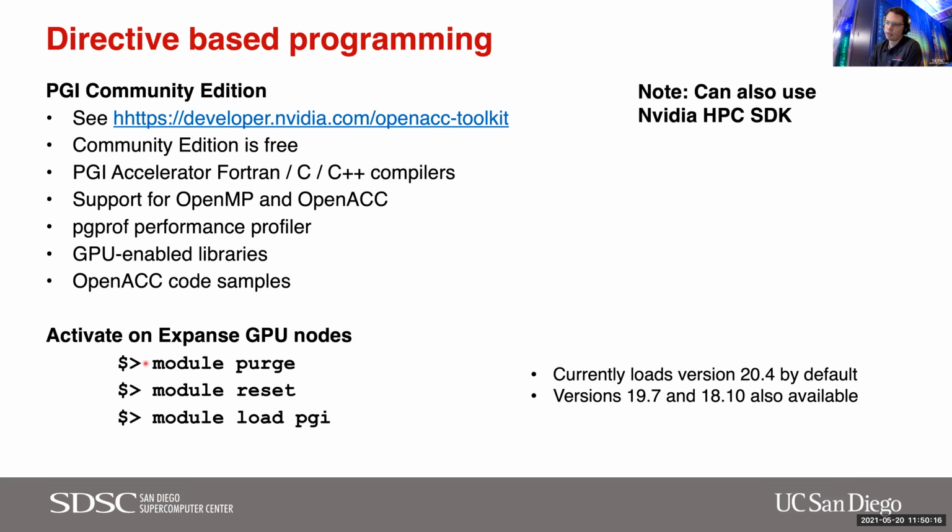And again, you do the same module purge, module reset, and then if you module load PGI, you get the PGI compiler, and it loads by default version 20.4 at the moment. But if for whatever reason you need an older version, there are older versions installed as well on Expanse.